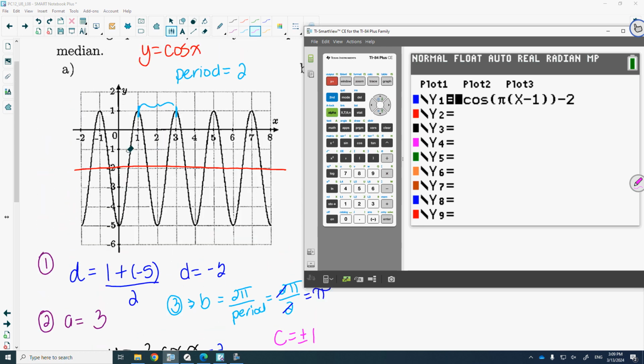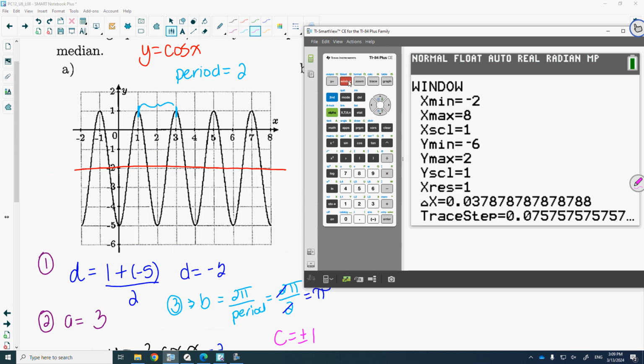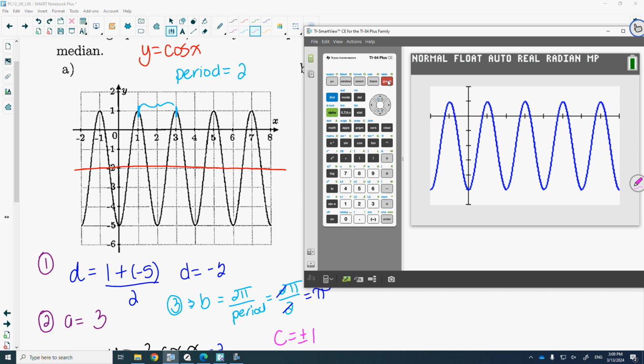This is telling me exactly what to change my window to. So my window, my x is going to go from -2 to 8. So change your window from -2 to 8, scale factor of 1. Each hatch mark is going up by 1 unit. My y's, my min is -6, my max is 2, so -6 to 2, scale of 1. Here's the graph, and it looks identical to what we were given.